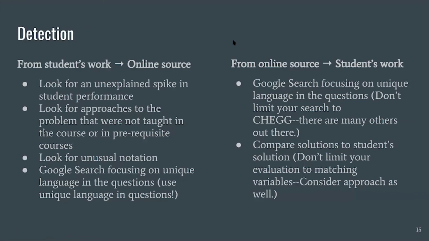Okay, so detection. Let's say you've done all the things you can do, hopefully to educate students and put in your mechanisms for prevention. So for detecting, there are 2 different paths that can go forward or backward. Honestly, it's easier to go from the online source to the student's work when it comes to Chegg than the other way around.